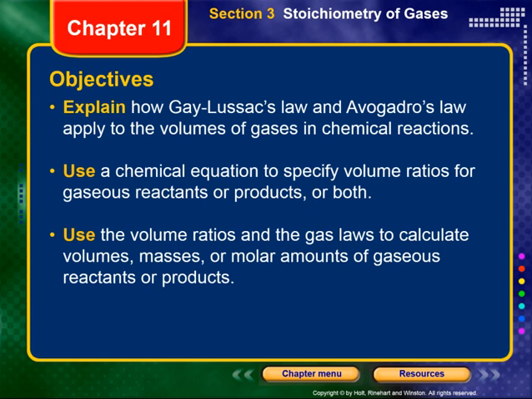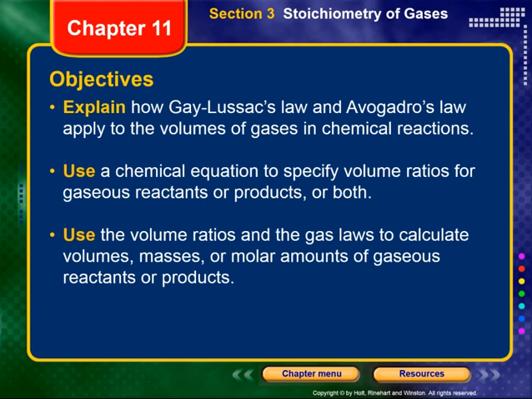So after this video, I want you to be able to explain how Gay-Lussac's law and Avogadro's law apply to the volumes of gases in chemical reactions. Right now we're looking at reactions, stoichiometry. Then use a chemical equation to specify volume ratios for gaseous reactants or products, or both. Okay, this is something that we already took a look at when we were going over Gay-Lussac's law of combining volumes. Now we're just going to apply that to stoichiometry, leading right into our next objective.